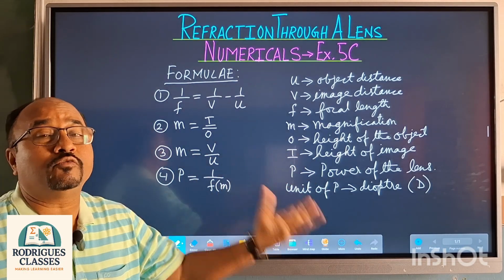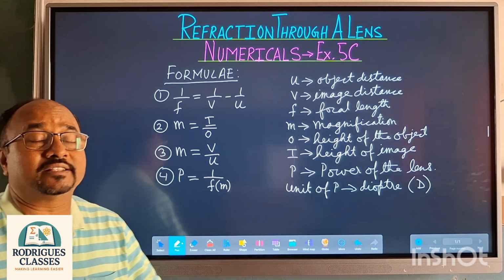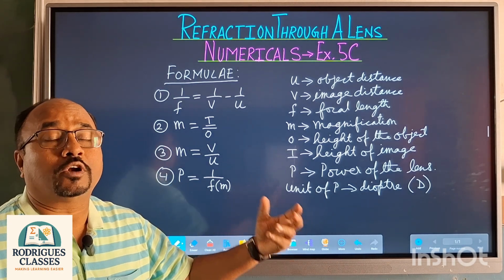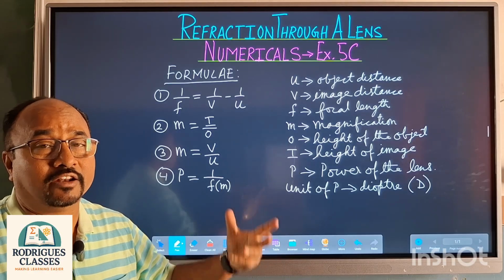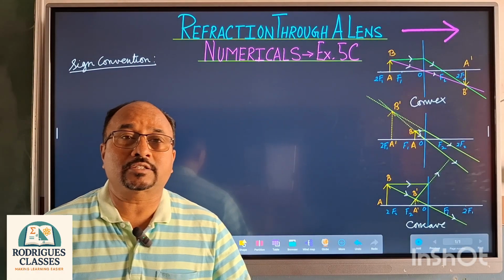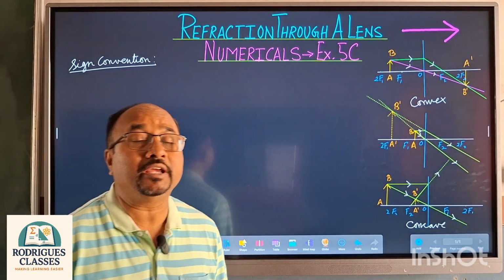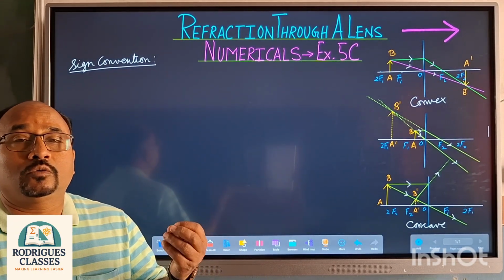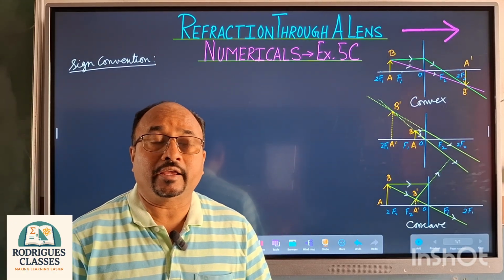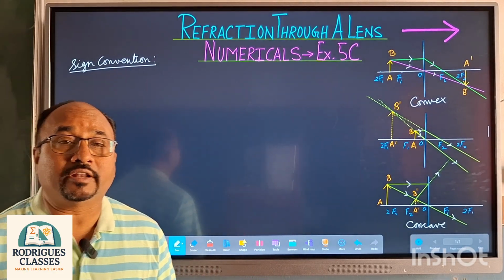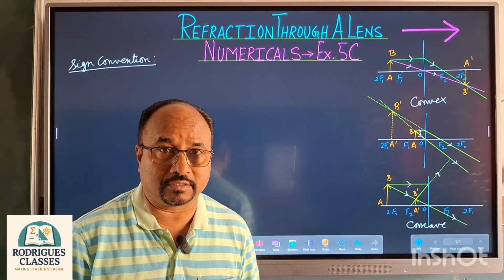Now we will move on to the sign convention and see in which case which one will have what sign, whether positive sign or negative sign. So now let us come to the sign convention, and on the basis of the sign convention we will be able to decide whether u, v, I, O, f will be getting a positive sign or negative sign in different cases.